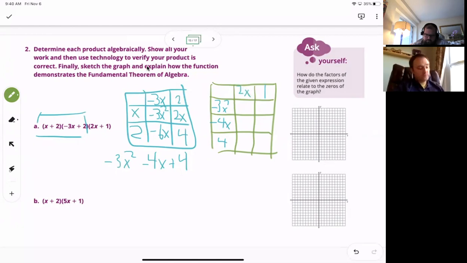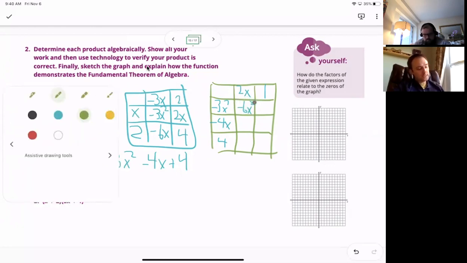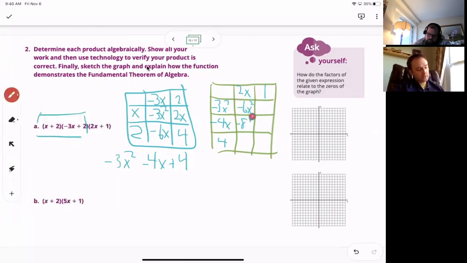2x times negative 3x squared is negative 6x cubed. 2x times negative 4x is negative 8x squared. I wrote a squared there, that should be a cubed. And then 4 times 2x is 8x. And then negative 3x squared times 1 is negative 3x squared. Oh, these are just going to be negative 4x and 4 because we're multiplying by 1. So I don't have to work hard on those.